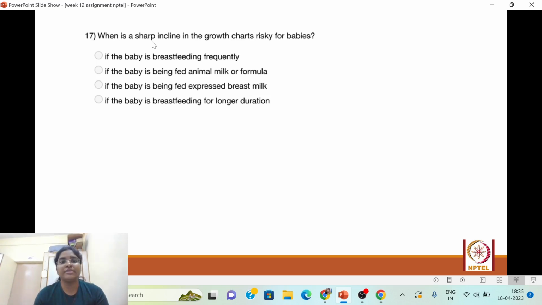When is a sharp incline in the growth charts risky for babies? If the baby is breastfeeding frequently, if the baby is being fed animal milk or formula, if the baby is being fed expressed breast milk, if the baby is breastfeeding for longer duration.